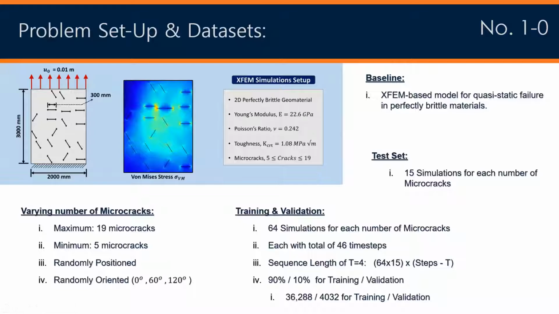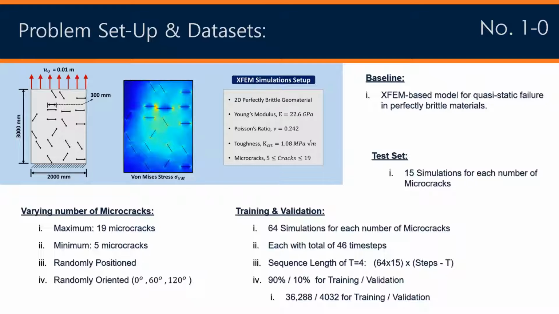And to make a large training data set, we have this system here, which is 2,000 millimeters by 3,000 millimeters. We apply a constant load displacement at the top of 0.01 meters. And we say, why not vary the number of initial cracks that I have, as well as vary the initial angles and vary their initial positions?